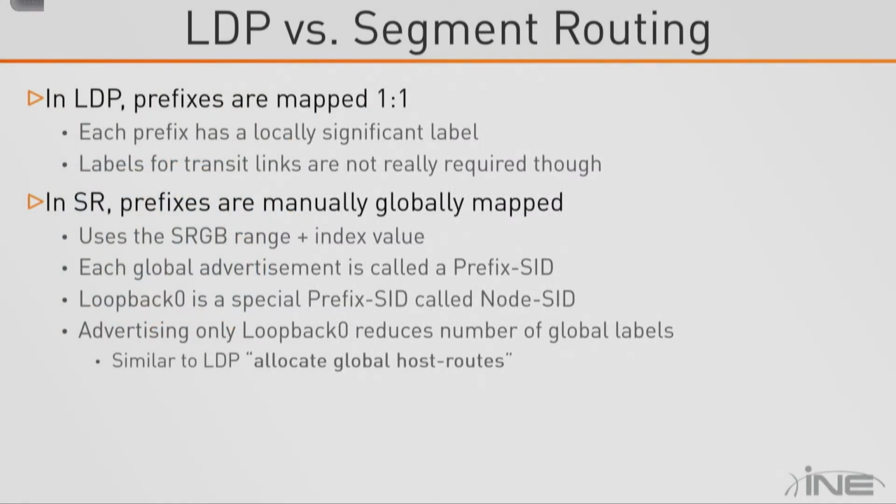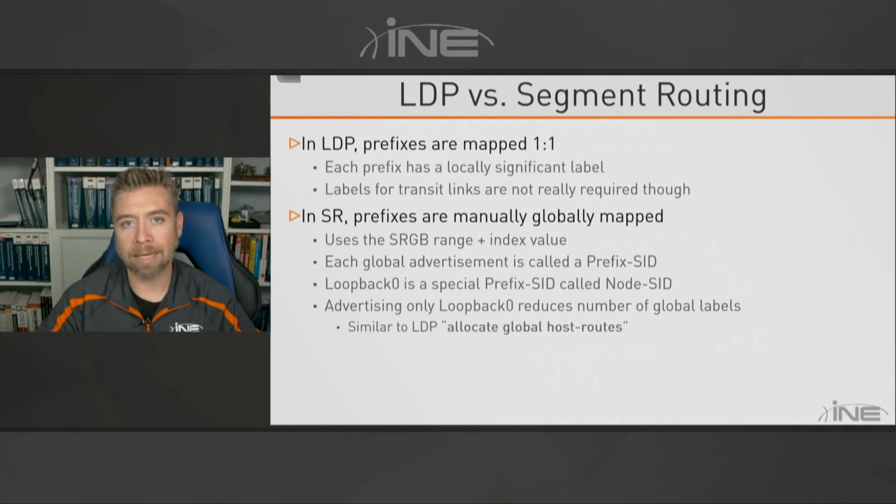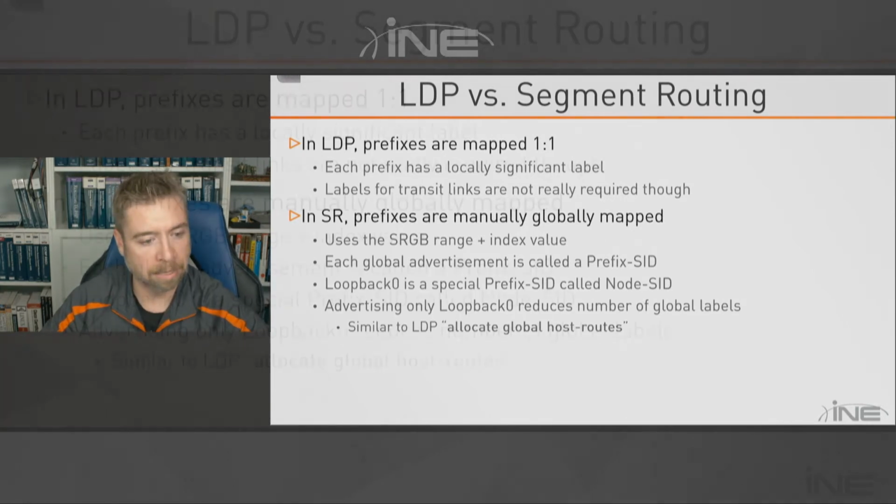Okay, so advertising only the loopback is going to reduce the number of global labels. This would be similar to LDP's configuration to say allocate global for host routes. This removes LDP's allocation of the transit links. But the key here is that this is not the default behavior. If you just turn OSPF on every single port and you turn LDP on every single port, then it's automatically going to advertise every prefix that you receive in OSPF with MPLS labels.